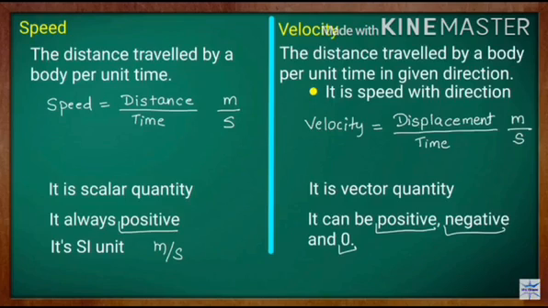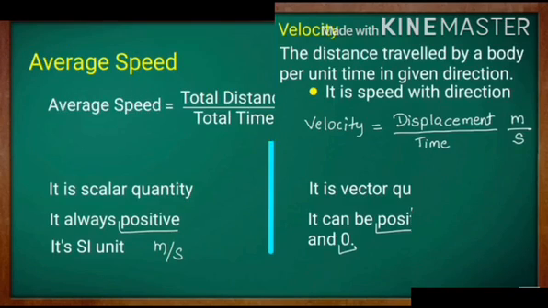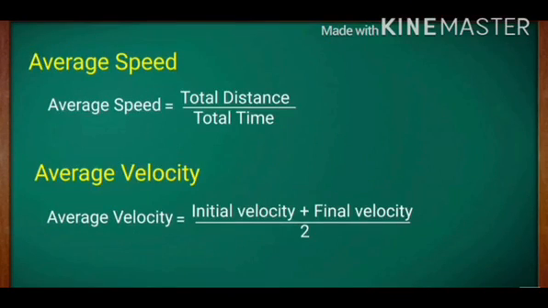Speed is always positive. Its SI unit is meter per second, whereas velocity can be positive, negative, or 0, and the SI unit is meter per second, which is the same. Now the formula for average speed. Average speed is equal to total distance upon total time. Average velocity is equal to initial velocity plus final velocity upon 2.